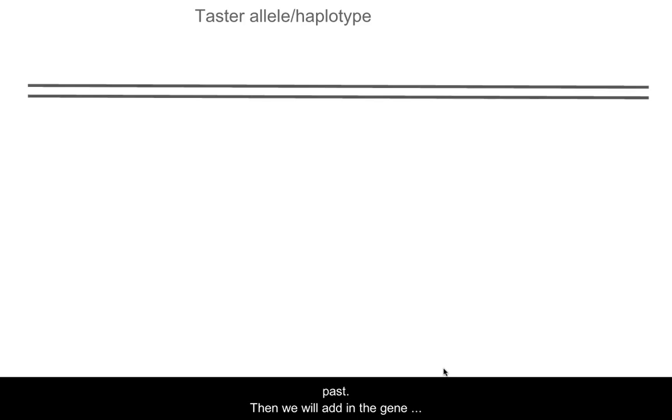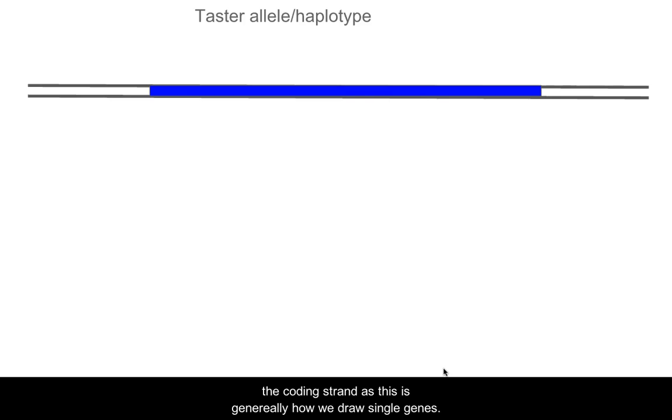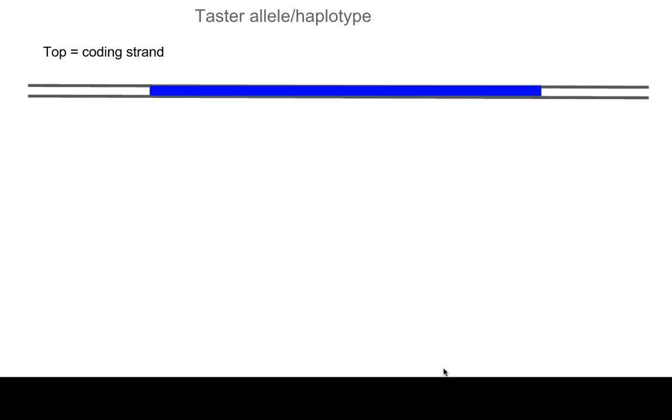For question 5, you will draw how this information looks in the DNA, messenger RNA and protein of someone who is heterozygous for PAV and AVI. I'll get you started with the taster allele haplotype. Let's draw a double-stranded chromosome as we have in the past. Then we will add in the gene location. Let's assume the top strand is the coding strand, as this is generally how we draw a single gene.